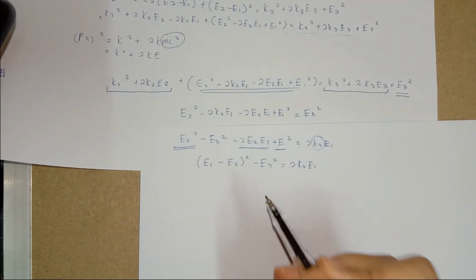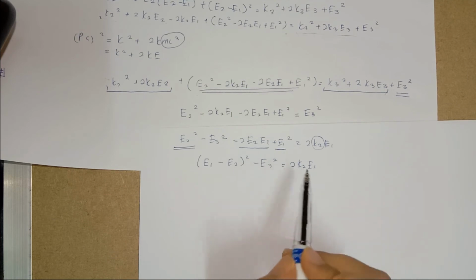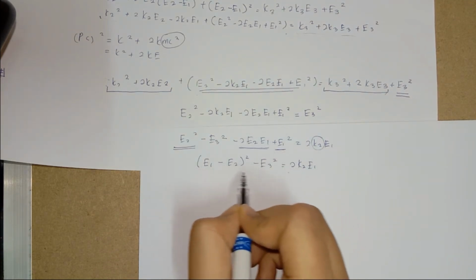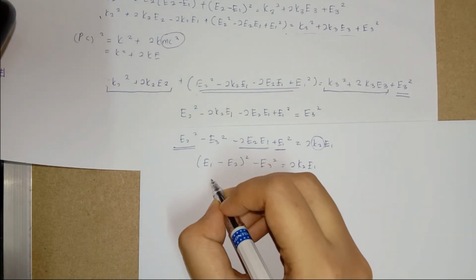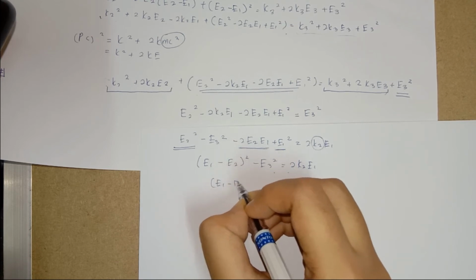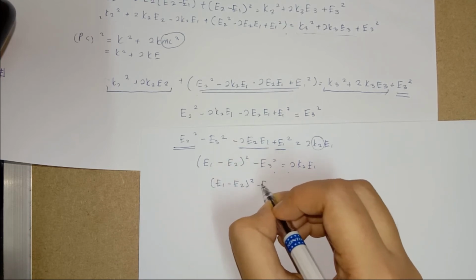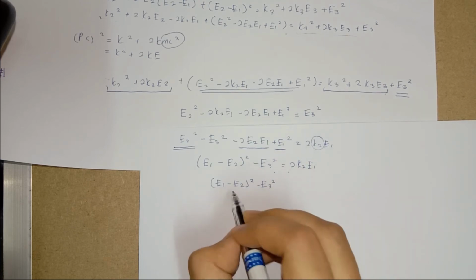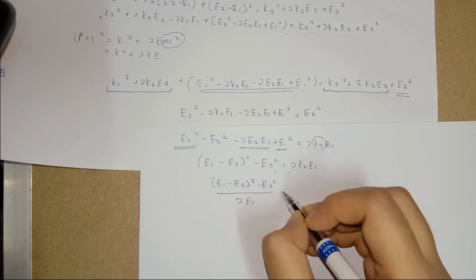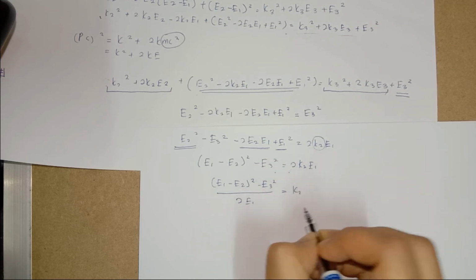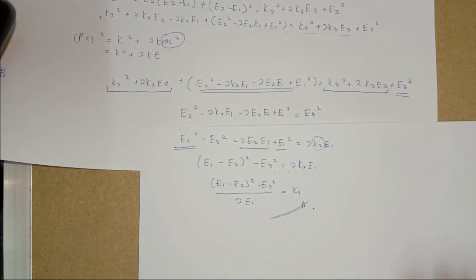When you reach this point, you can happily move this 2E1 to the bottom. Right, you're almost done. E1 minus E2 squared minus E3 squared, divided by 2E1, equals K2. So this is the final answer. So you're done proving the kinetic energy.